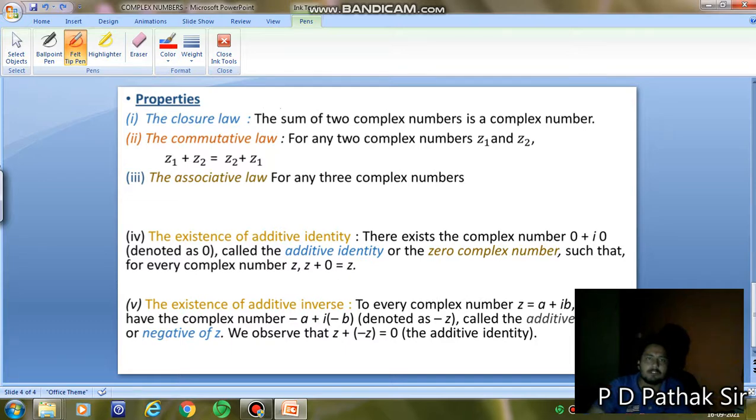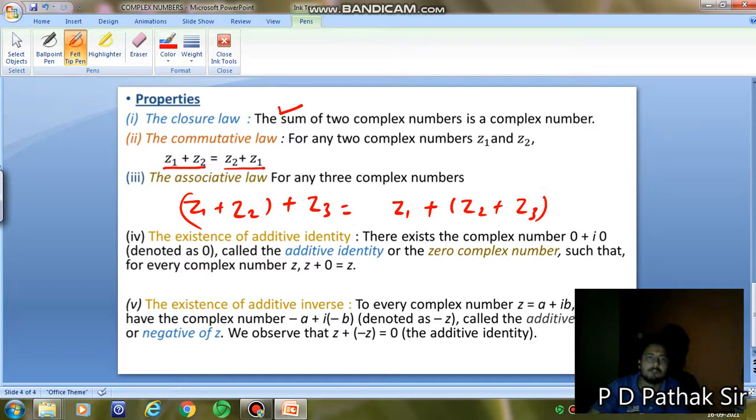So, closure law: the sum of two complex numbers is a complex number. Commutative law: z1 plus z2 is always equal to z2 plus z1. Associative law: if you add z1 and z2 first and then add z3, the answer will always equal z1 plus z2 plus z3. The additive identity is 0, which equals 0 plus iota 0. And the additive inverse of z equals a plus iota b is denoted by minus z, which equals minus a plus iota times minus b.